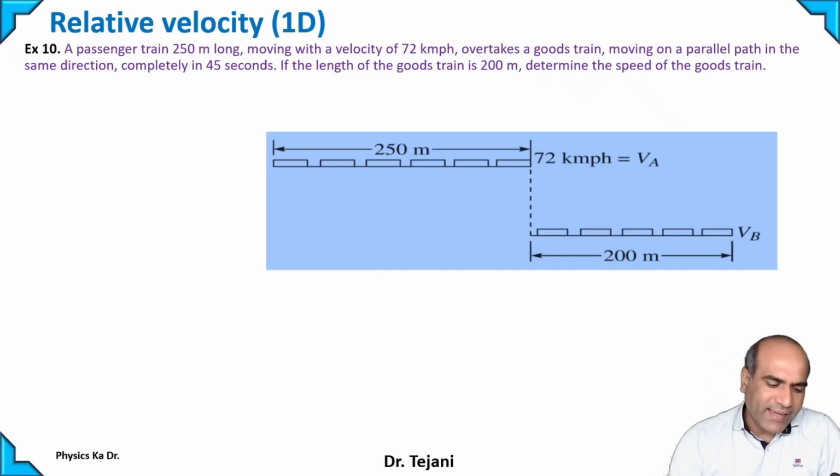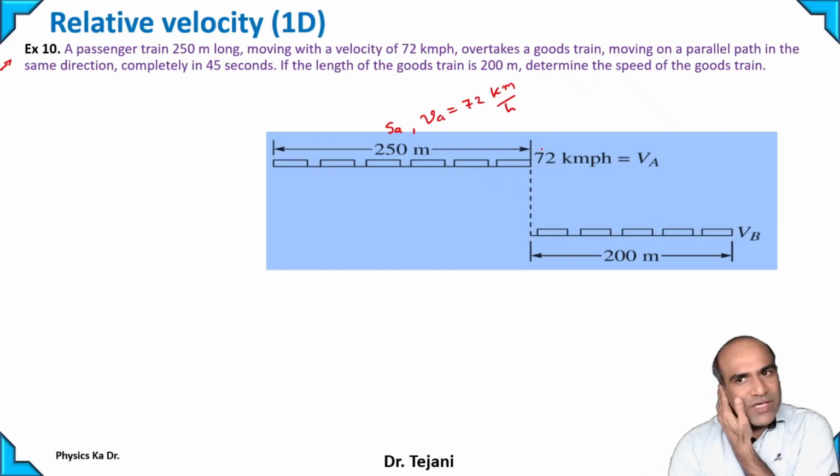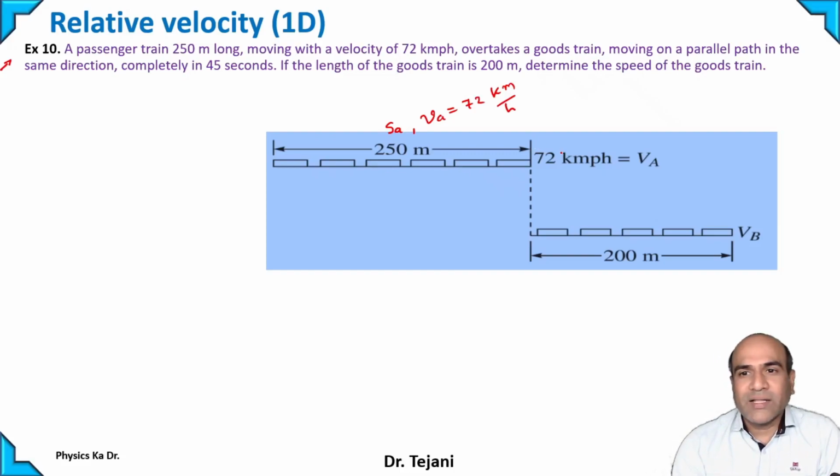Let's take one more example. Example number 10. A passenger train 250 meter long, so this distance is given for train A, moving with a velocity VA of 72 kilometer per hour, overtakes a goods train moving on a parallel path. So this train is moving at 72 kilometer per hour and overtakes another train which is moving parallel with velocity VB.